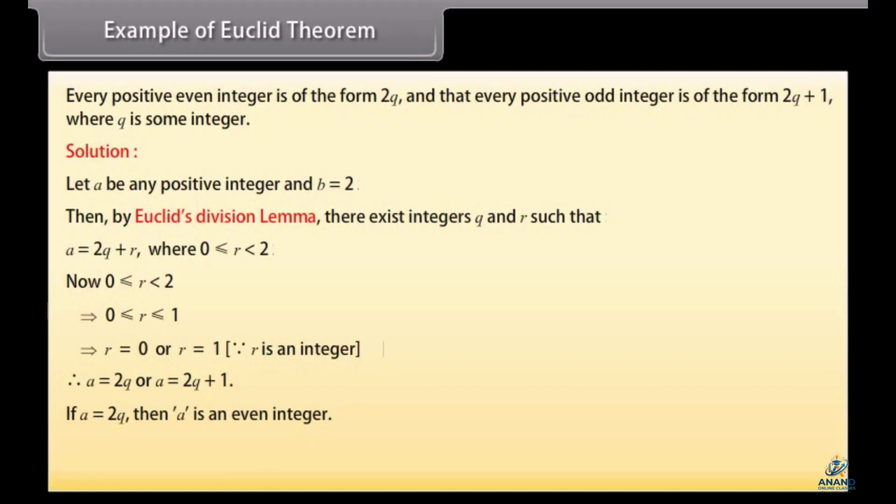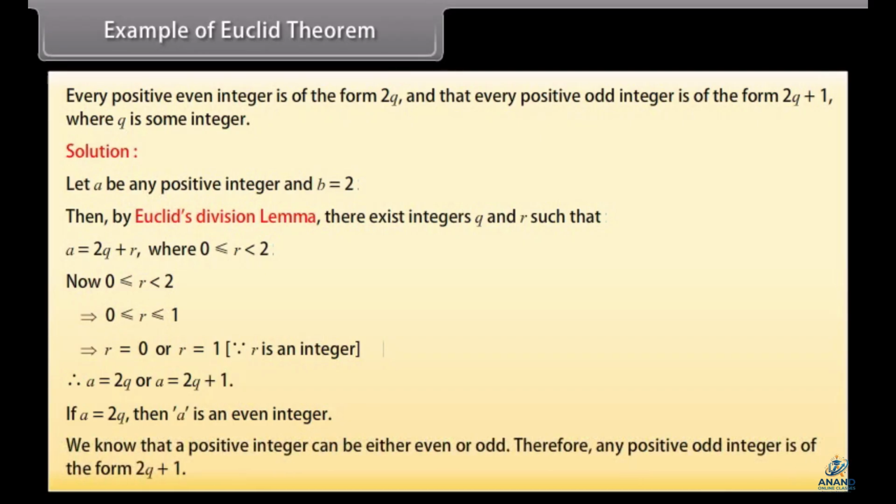If a is equal to 2q, then a is an even integer. We know that a positive integer can be either even or odd. Therefore, any positive odd integer is of the form 2q plus 1.